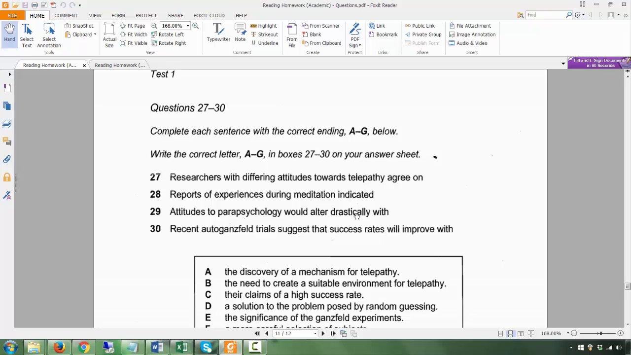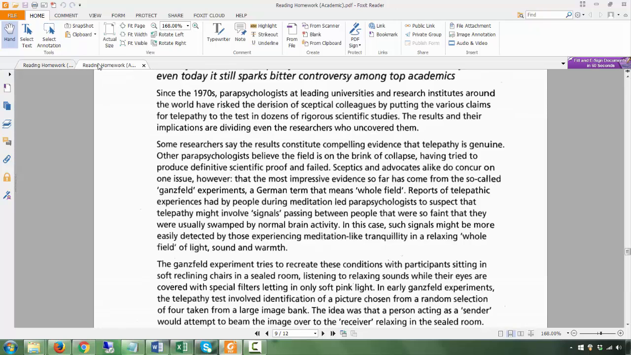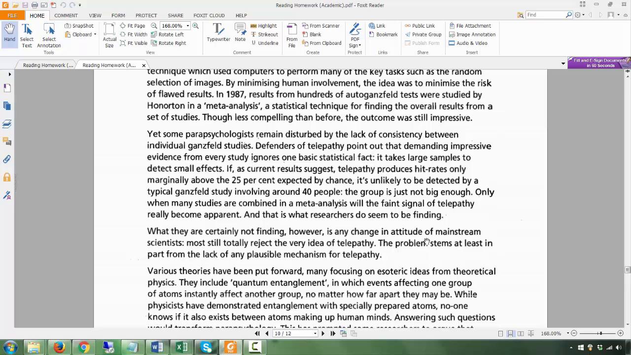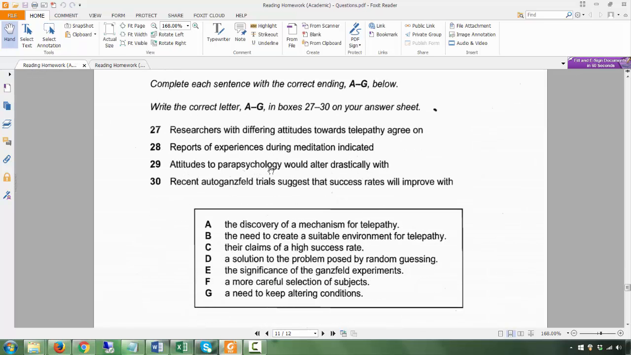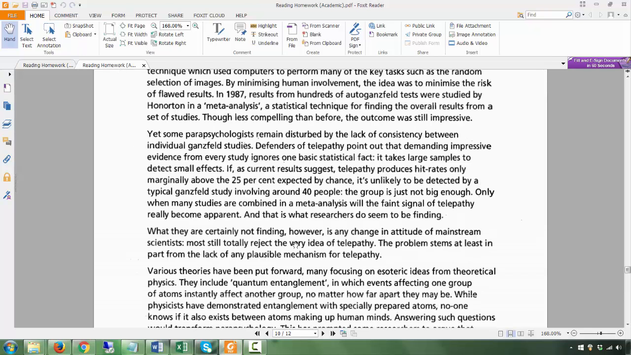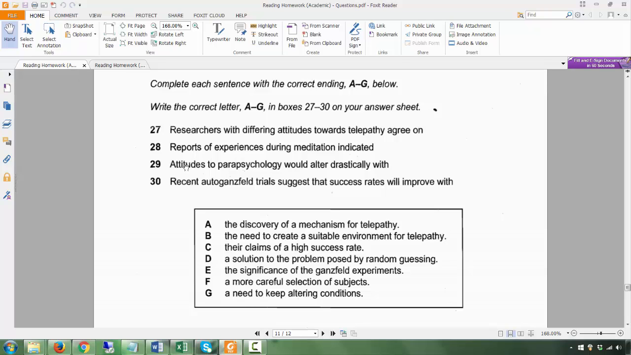Okay. Attitudes to parapsychology will alter drastically. Now this is where it kind of goes a bit off in terms of the order. Okay. Here the answer basically is in this paragraph, so it kind of skips a lot. Attitudes to parapsychology will alter drastically with 29A, the discovery of a mechanism for telepathy. The discovery of a mechanism. Now, so how are you going to change the attitudes to parapsychology if you discover a mechanism for telepathy?